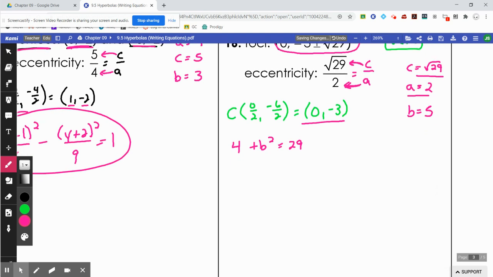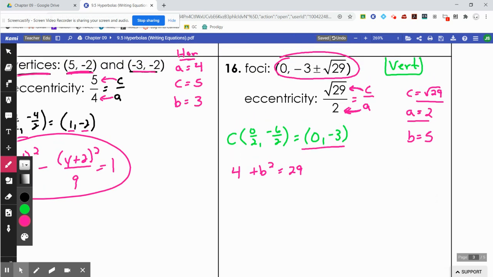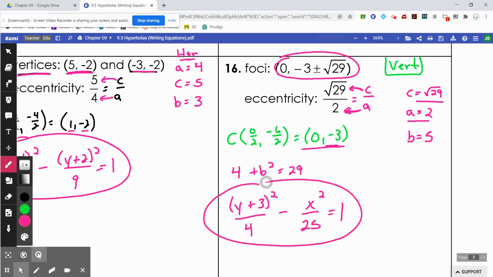So now we're ready to write our equation. Vertical, so we're going to write our y stuff first. So we're going to do y plus 3, which moves it down 3 where we need it. Minus x squared. Well, we don't need parentheses because we're not moving our x value at all. A squared goes under the first term, b squared goes under the second term, and there is your hyperbola.